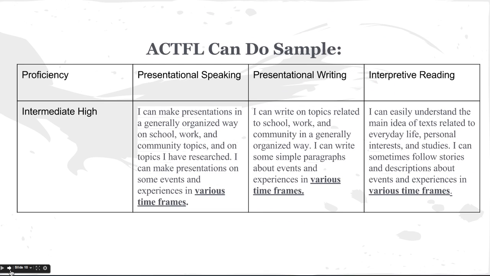Here is a sample of one of the ACTFL can-do descriptors. As you can see, at the intermediate high level, students are asked to speak, write, and read for a variety of purposes using a variety of time frames.